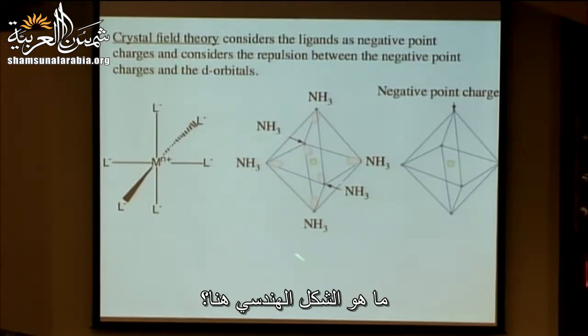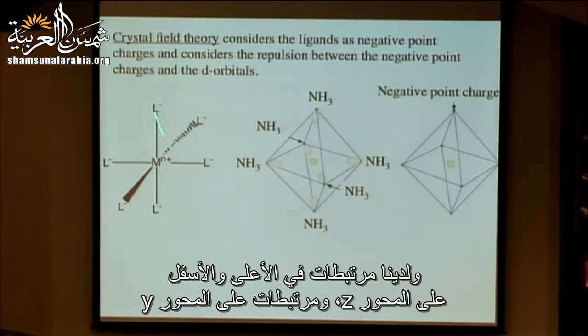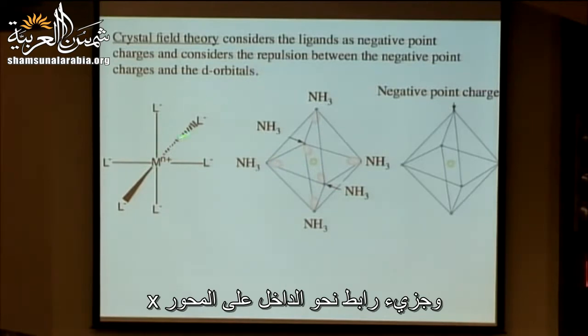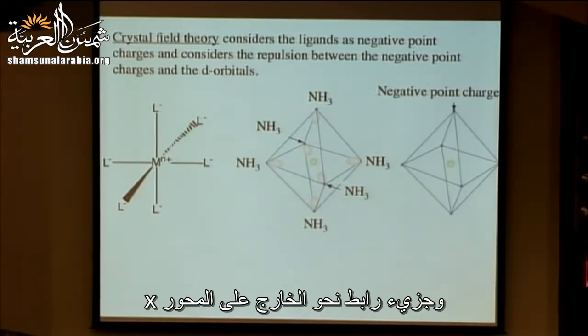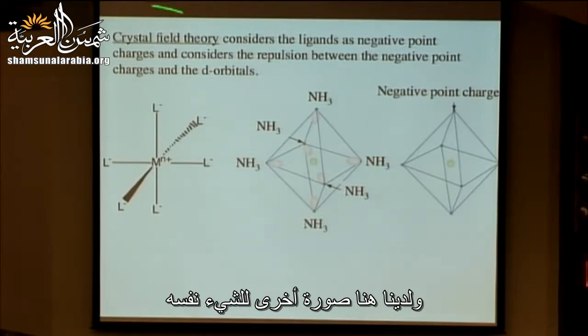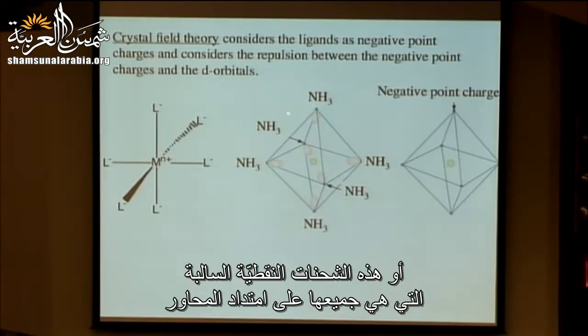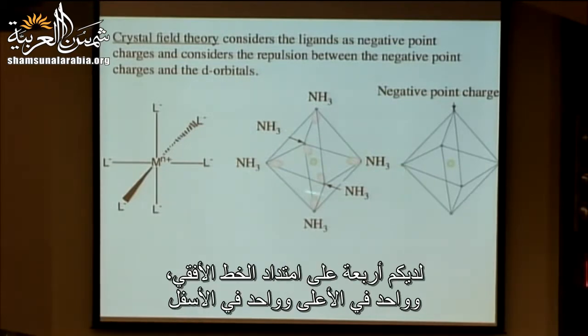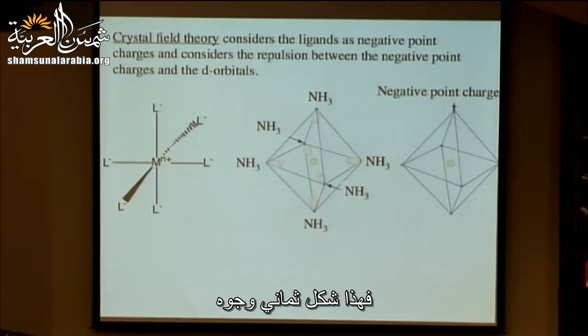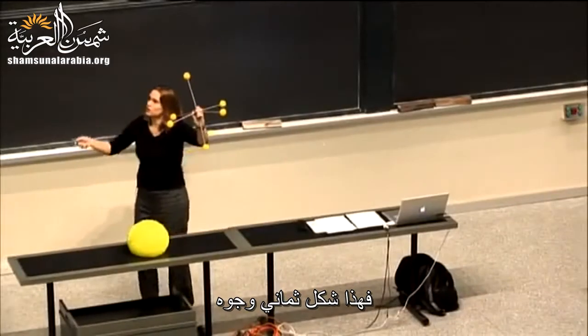What is the geometry here? It's octahedral geometry. And so we have ligands up and down along Z, ligands along Y, a ligand going back along X, and a ligand coming out along X. Here's another picture of the same thing. The metal is in the middle, and the ligands, in this case ammonia ligands, are these little negative point charges, which are all along the axes. You have four along the equatorial, and one up and one down. So this is the octahedral geometry.